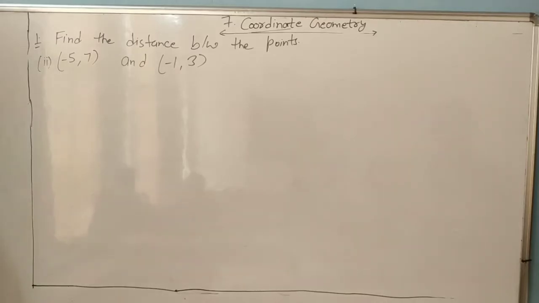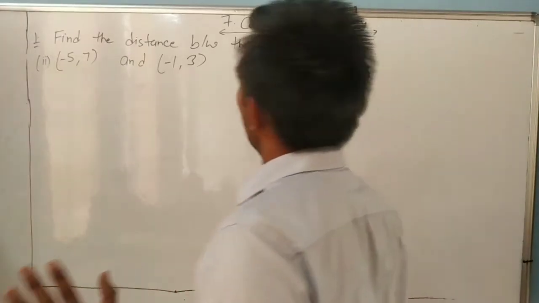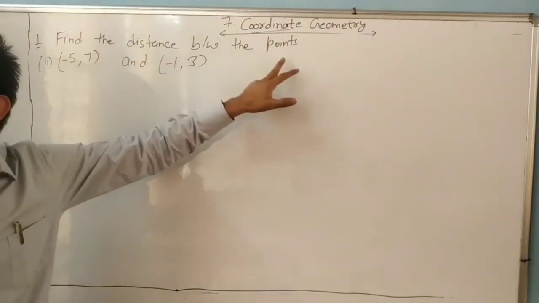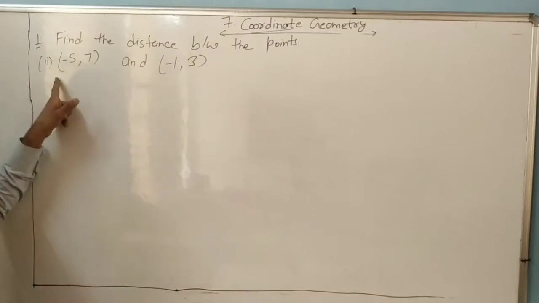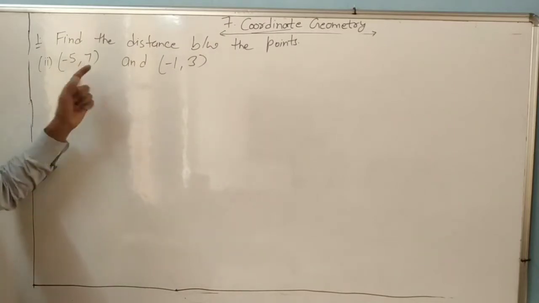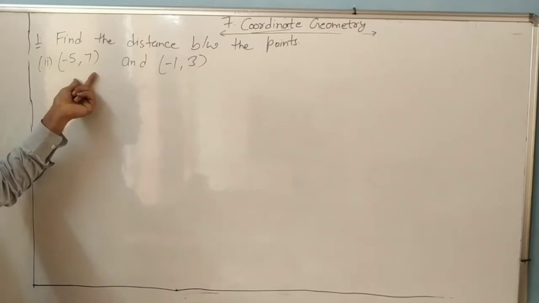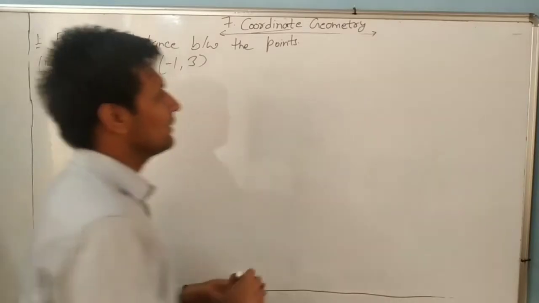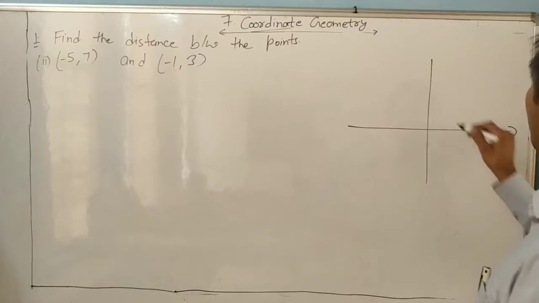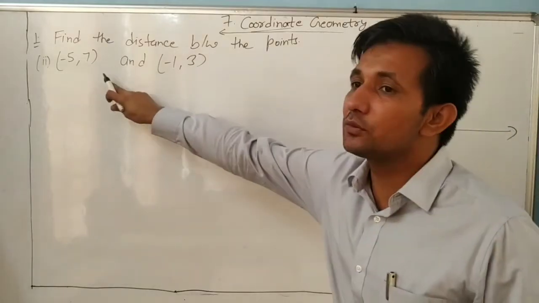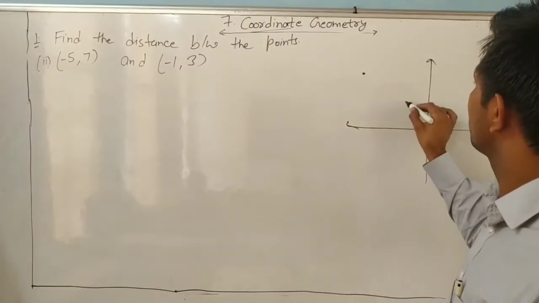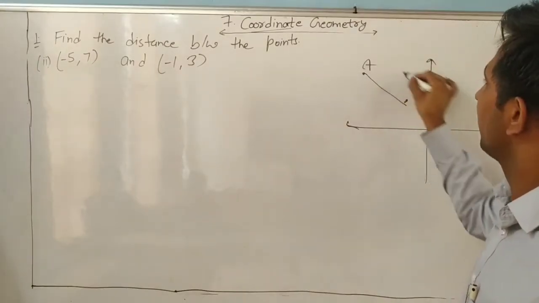Now dear, we start our exercise. Okay? Coordinate geometry, first question. Find the distance between the points. The first point is -5 and 7, so this point is in the second quadrant. The next point is -1 and 3, also in the second quadrant. So -5, 7 is here, and -1, 3 is here. Find the distance AB.